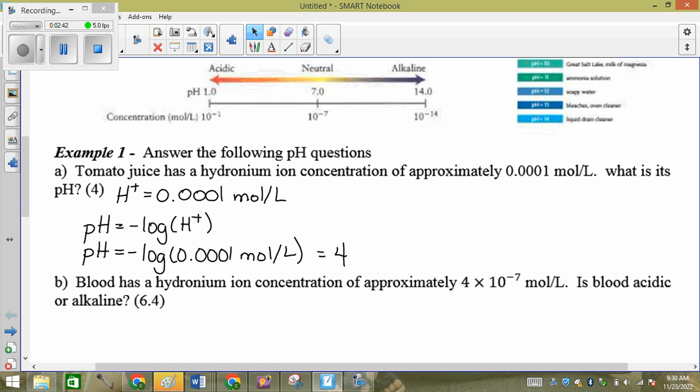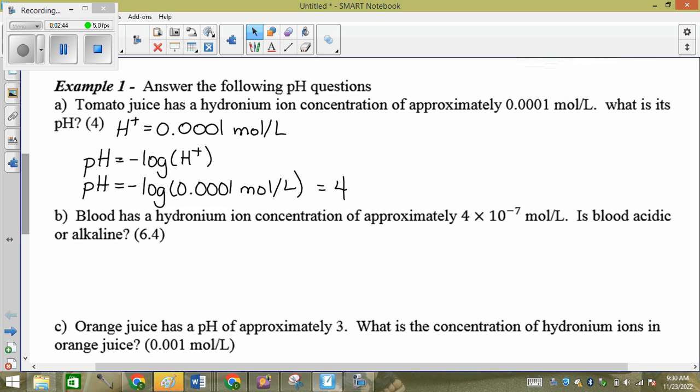Oh wait, here's one. Blood has a hydronium ion concentration of approximately 4 times 10 to the negative 7 moles per liter. So that's our H+. No, I lied. We're still in the easy part. And they want to know if blood is acidic or alkaline. Where's the cutoff on alkaline and acidity? 7. Okay, good, I have you.